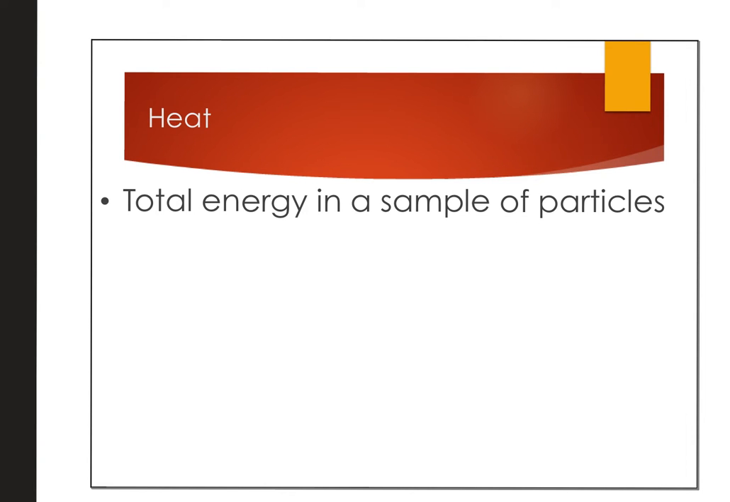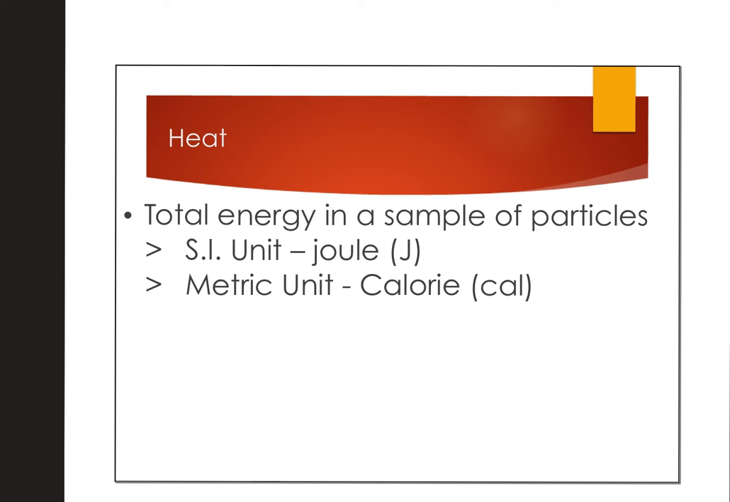Now, temperature is different from heat. Heat is the total energy in a sample of particles. It has the unit of joule. And on the back of your reference table in Table T, they will refer to this when we use the formula Q equals MC delta T. Q is a variable that means heat, and heat is measured in joules. It can also be measured in calories if we're using the metric unit.